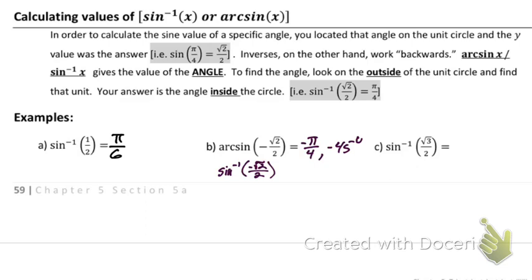All right, so that's negative pi over 4 or negative 45 degrees. Who can give me the sine inverse of square root of 3 over 2? Bree. Pi over 3. We're all okay with that?